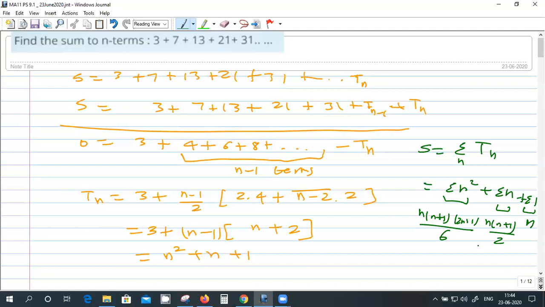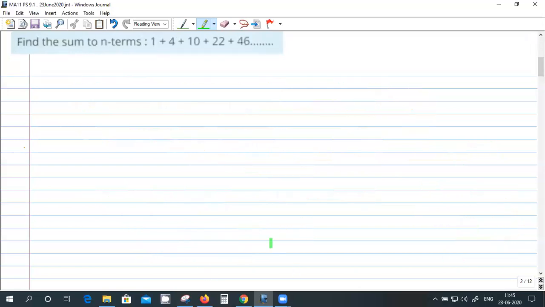Now if you simplify all these things, you will get the answer. So the important catch is this one. It's the sum of n terms. So Tn minus 1 will come below this one, and there will be an extra Tn that will come here as minus Tn. You take it to the other side, you get the expression for Tn, and then you do the summation. Try this one.